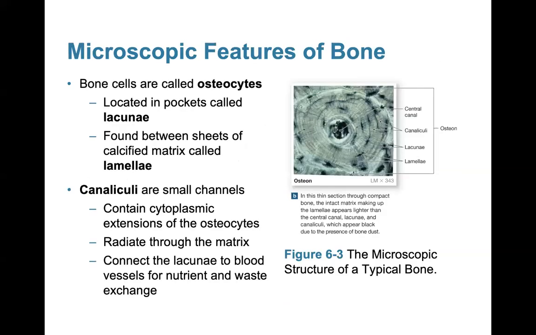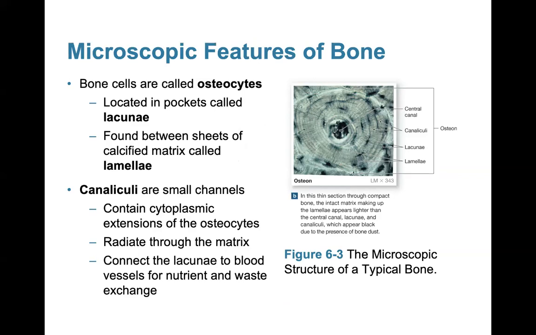Looking at the microscopic features of bone, when you guys looked at bone tissue back in an earlier chapter here, we saw this picture. And what you're mostly seeing here is calcium phosphate. These little black slits of the lacuna, these are the pockets in which we'll find the osteocytes, which are the bone cells.